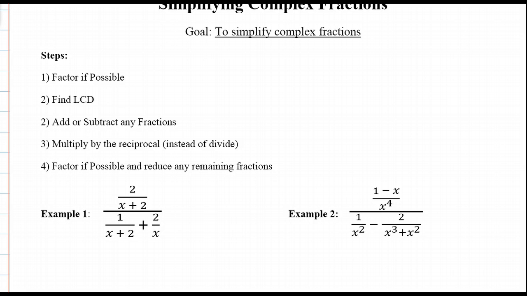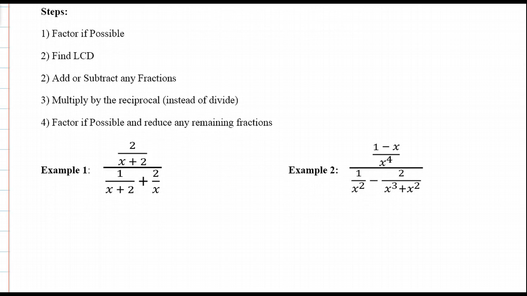The first step would be to factor if possible, then find the least common denominator in order to add or subtract any fractions, multiply by the reciprocal instead of divide, and then last step, factor if possible, and reduce any remaining fractions. So I'll talk about those as we go along, but you can always refer back to that. So step one is to factor if possible.